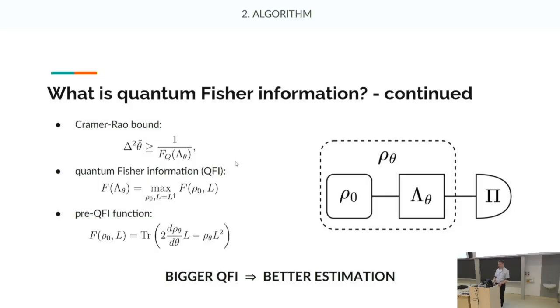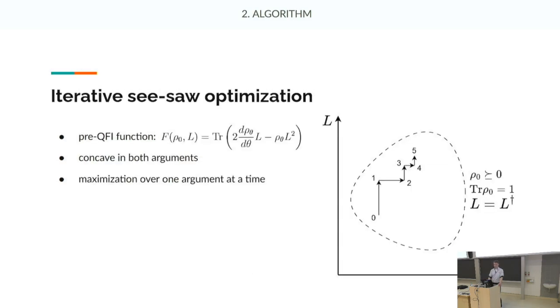This is maybe a bit unorthodox definition for those of you who know different definitions. So basically, we can compute quantum Fisher information by maximizing this pre-QFI function by finding its maximal value. OK? And the main message here is that the bigger the QFI, the better the estimation protocol. OK? So how can we maximize pre-QFI function?